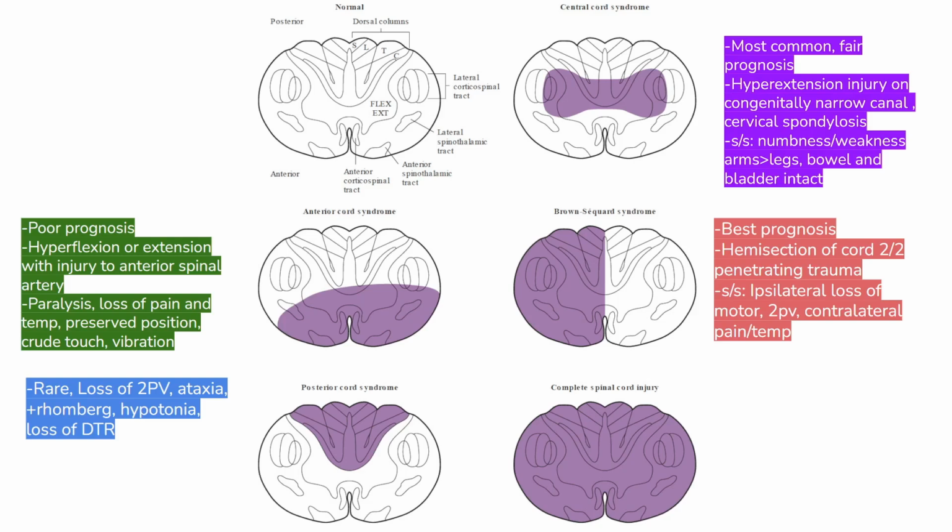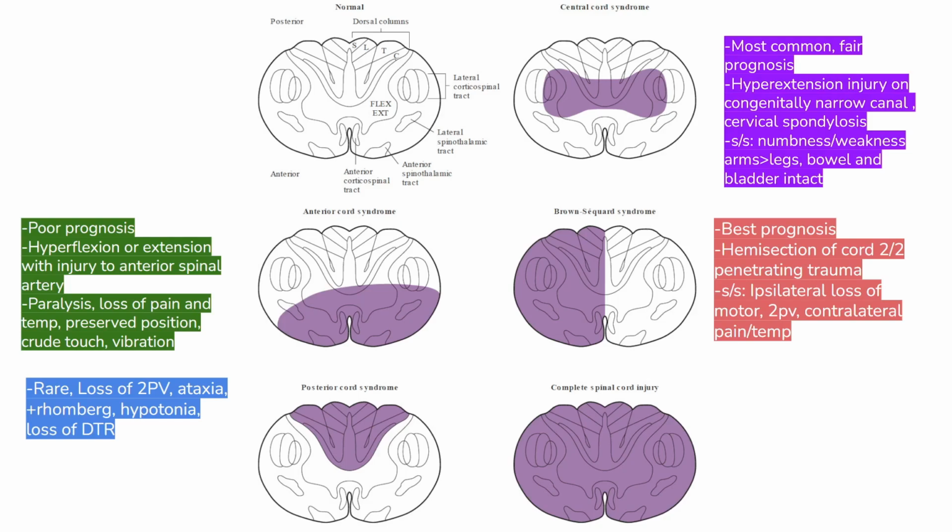Okay, posterior cord syndrome is much more rare, right? I usually think of this as like tabes dorsalis with a sort of disseminated syphilis infection, but in terms of trauma, loss of 2-point discrimination, vibration and ataxia with positive Romberg, but their corticospinal tract is intact, so their motor function is essentially normal.